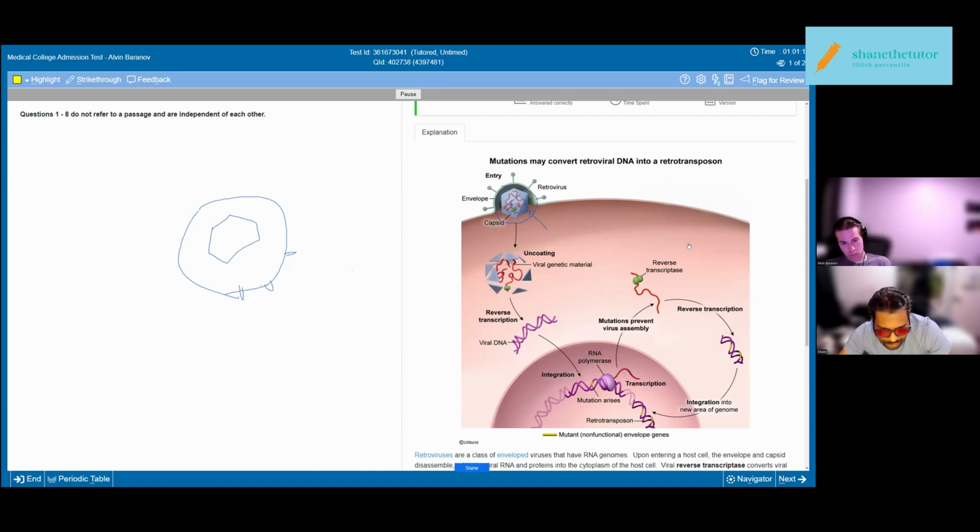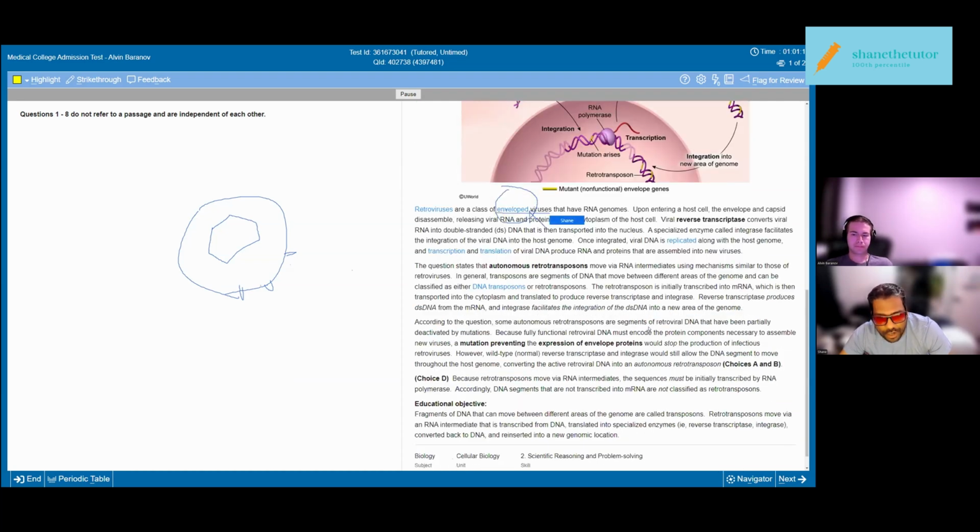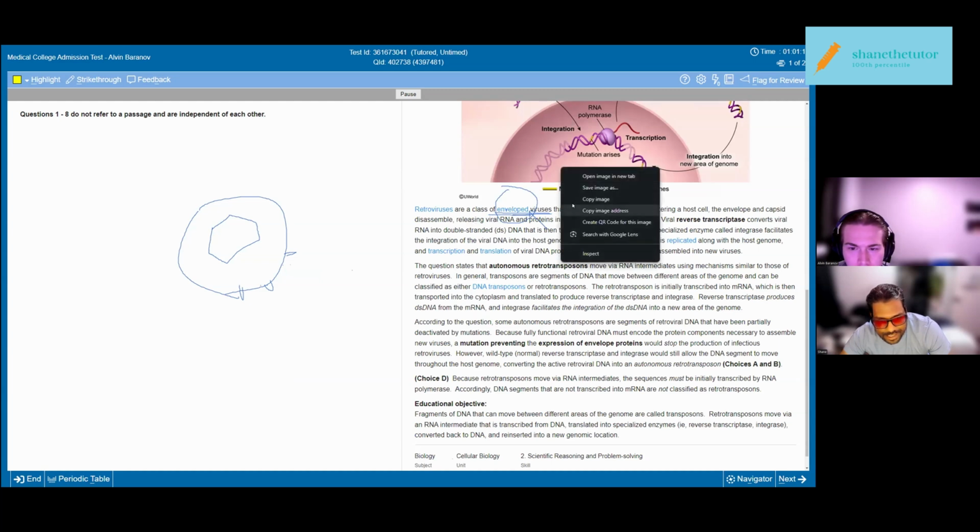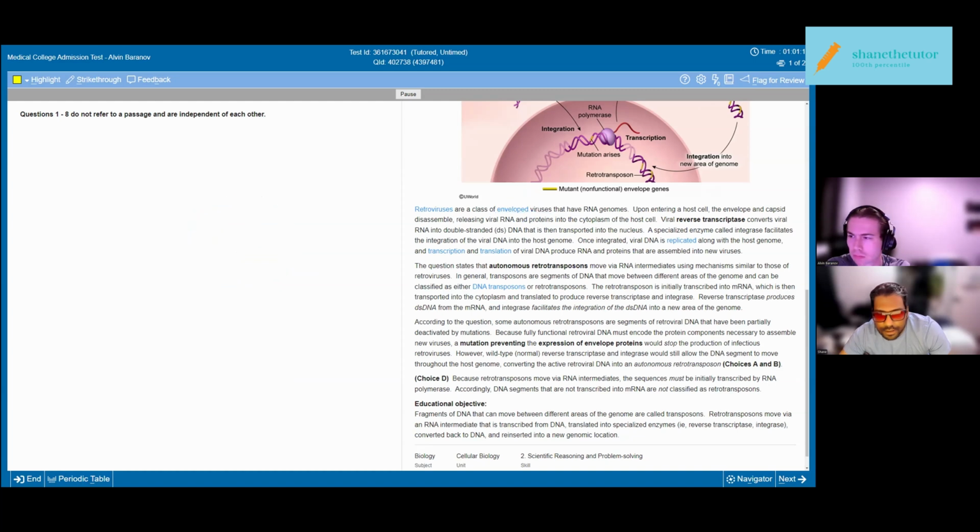Let me see what they're writing here. They're saying retroviruses are enveloped viruses. Upon entering a host cell, the envelope and capsid disassemble, releasing viral RNA and proteins, and then the viral reverse transcriptase converts the RNA into double-stranded DNA that's transported into the nucleus. Something called integrase facilitates the integration of viral DNA into the host genome, and then it can replicate using the host genome's machinery. Then it says that autonomous retrotransposons move via RNA intermediates using mechanisms similar to those of retroviruses. In general, transposons are segments of DNA that move between different areas of the genome.